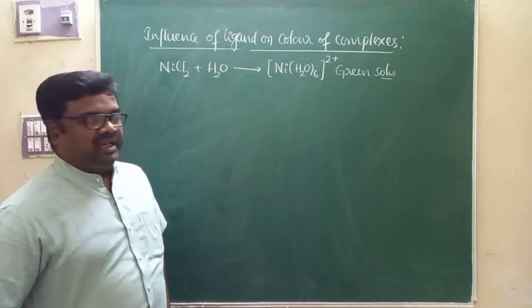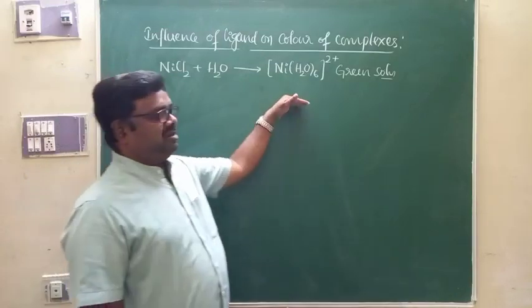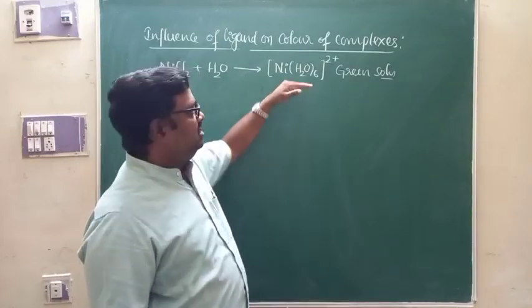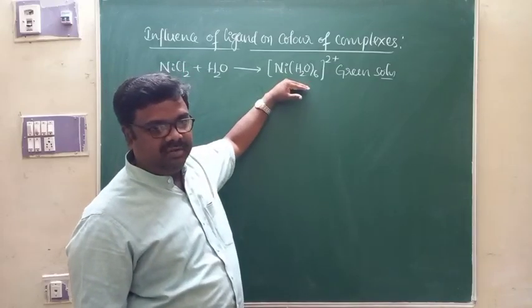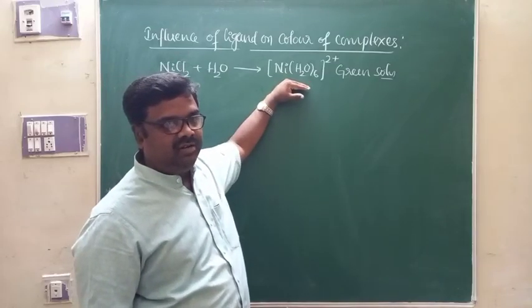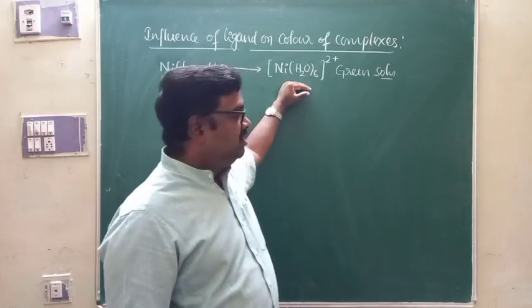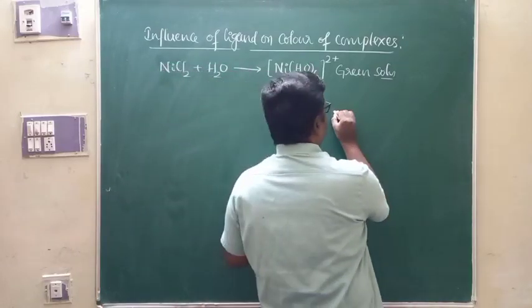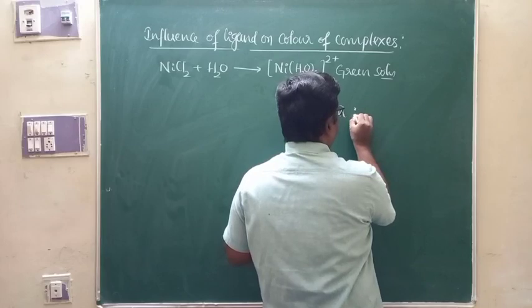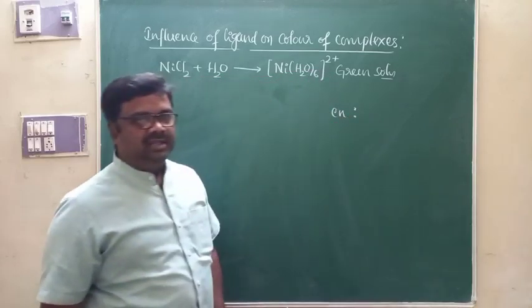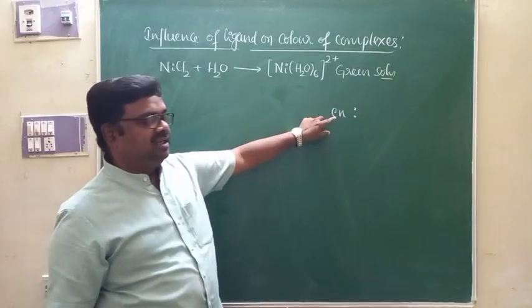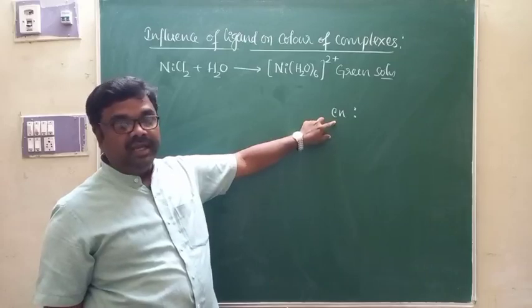Now, I am going to study the effect of the ligand on the color of this particular complex. For that purpose, I am going to select one ligand, that is what we call ethane 1,2-diamine. We represent it as en, is it not?